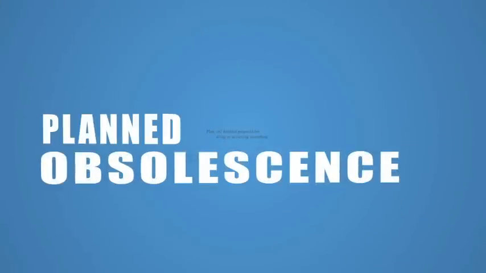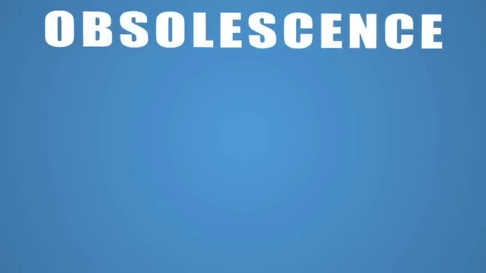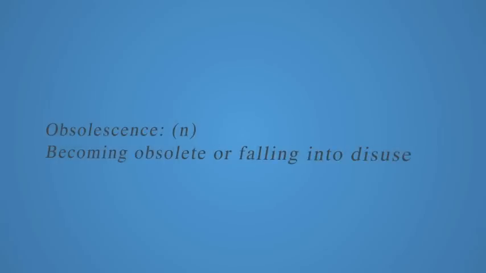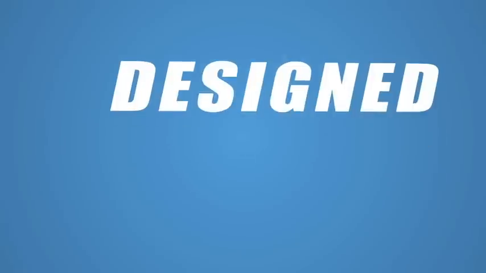From a linguistic point of view, the term planned obsolescence is made up of two words, planned and obsolescence. A plan is a detailed proposal for doing or achieving something, while obsolescence refers to becoming obsolete or falling into disuse. Altogether, it stands for the strategy in which the obsolescence of a certain product is designed to make consumers throw it away.